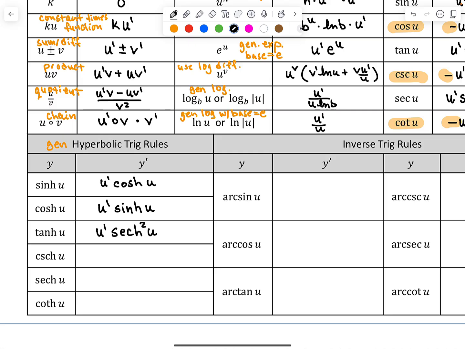The next three derivatives will all be negative. So we have negative u prime, get the chain rule out of the way, and hyperbolic cosecant derivative will give us hyperbolic cosecant of u and then hyperbolic cotangent of u. Derivative of hyperbolic secant will be negative u prime hyperbolic secant of u times hyperbolic tangent of u. And the derivative of hyperbolic cotangent will be negative u prime hyperbolic cosecant squared of u.